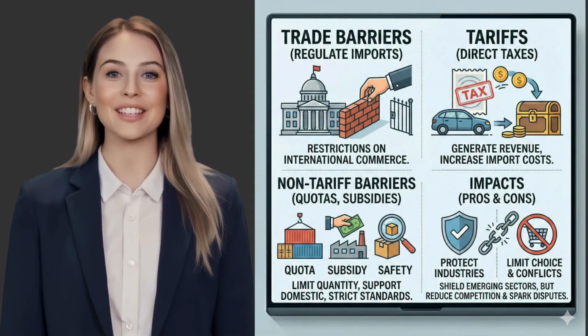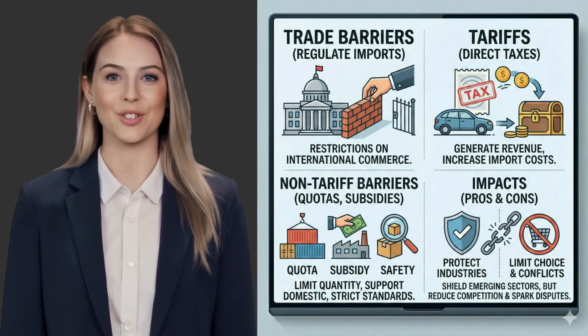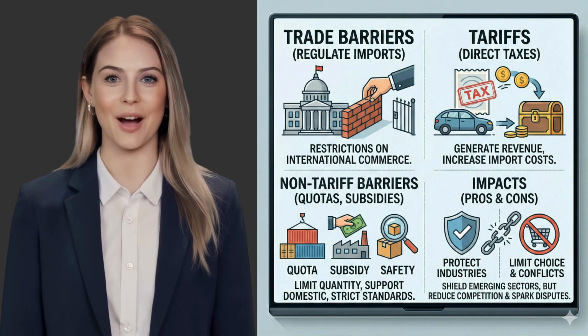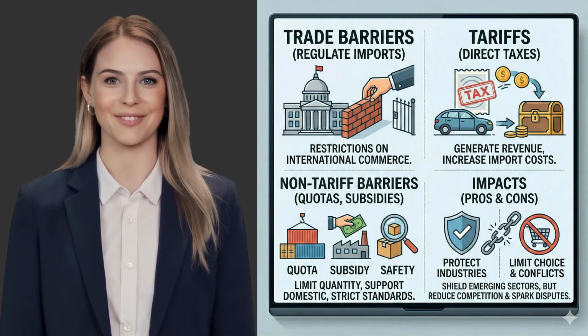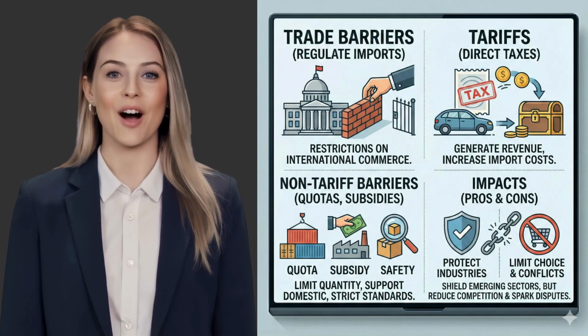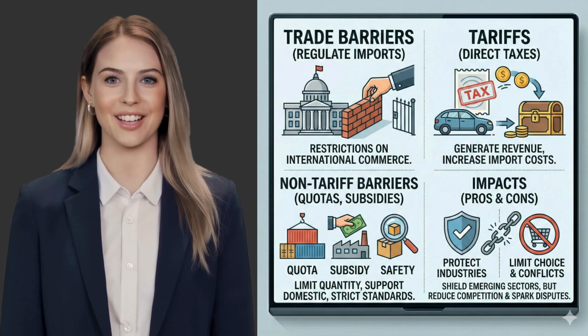But trade is rarely perfectly free. Governments introduce trade barriers to regulate imports. These generally fall into two categories: tariffs and non-tariff barriers. Tariffs are direct taxes that generate revenue, while non-tariff barriers can be quotas, subsidies, or strict safety and testing measures. While these barriers can shield emerging industries and control safety, they also come with downsides, such as limiting consumer choice, fostering domestic inefficiencies, and potentially sparking trade conflicts.